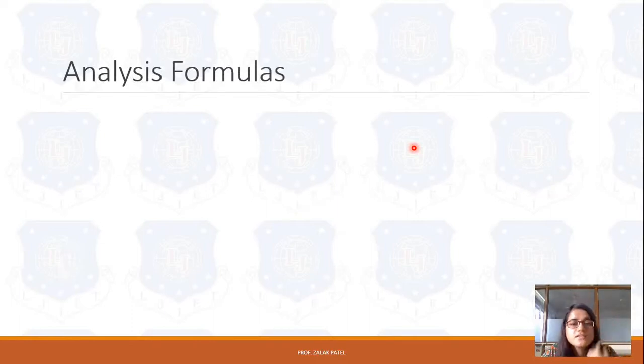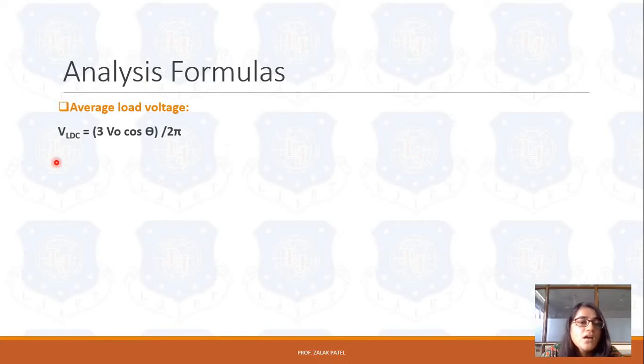Now let's see the analysis formulas for this. So the average load voltage is given by 3 Vm, this is the maximum voltage, you can denote it by V0 or Vm, no problem. So 3 Vm cos theta. Here theta is taken as the firing angle, so you can denote it as alpha or theta. So 3 Vm cos alpha upon 2 pi. You can also write this equation like 1 upon 2 pi by 3 Vm cos alpha, because 1 upon 2 pi by 3, this numerator value can be in the denominator.